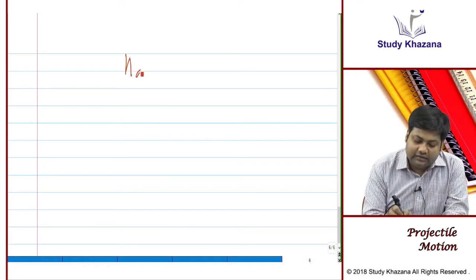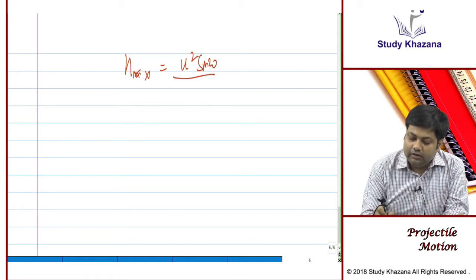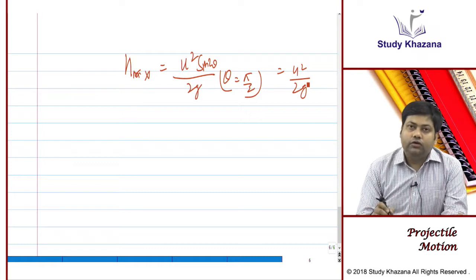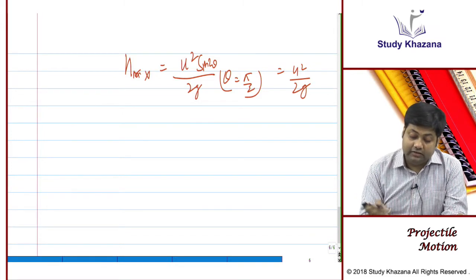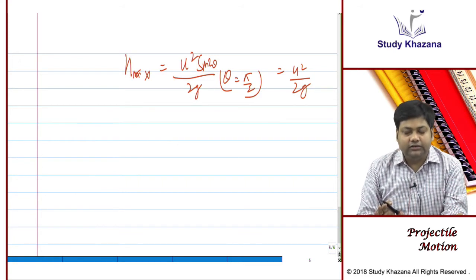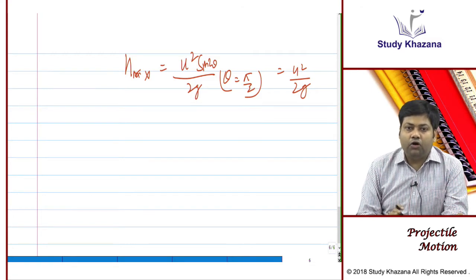So h max is u square sin square theta by 2g, with theta equal to 90 degrees, so u square by 2g. If you see this, you realize that there are two cases. The case in which the horizontal range is maximum is not the case in which the projectile attains the maximum height for a given angle. And for the same case, if theta is 90 degrees, then of course the horizontal range becomes 0, because the projectile does not cover any horizontal distance, because the horizontal velocity becomes 0. So these are the two cases which we have come across.